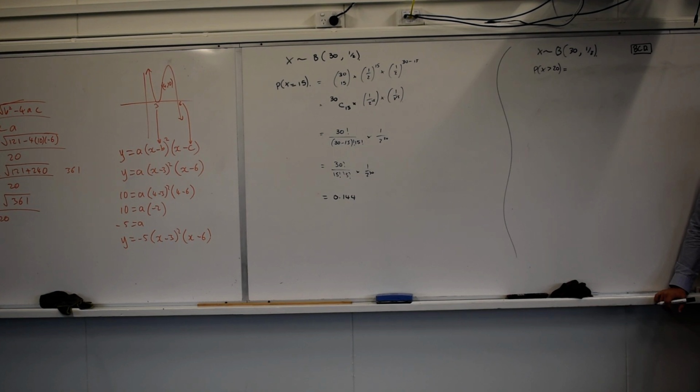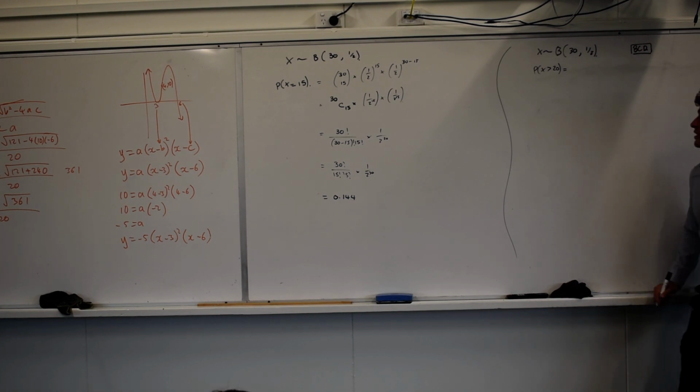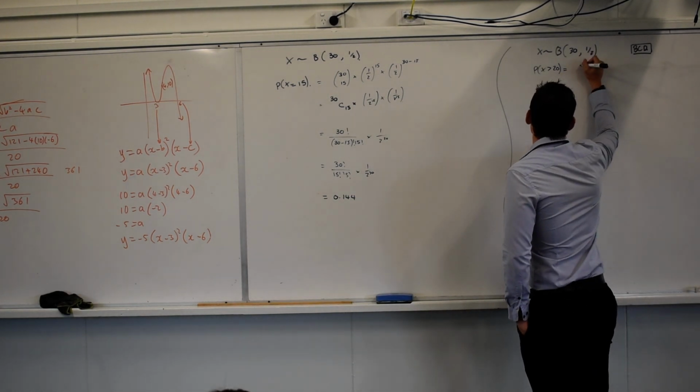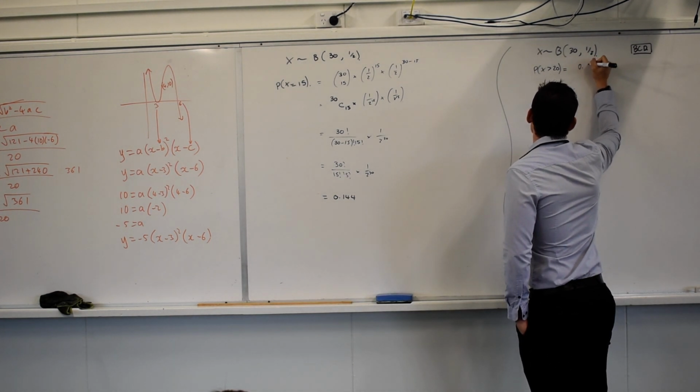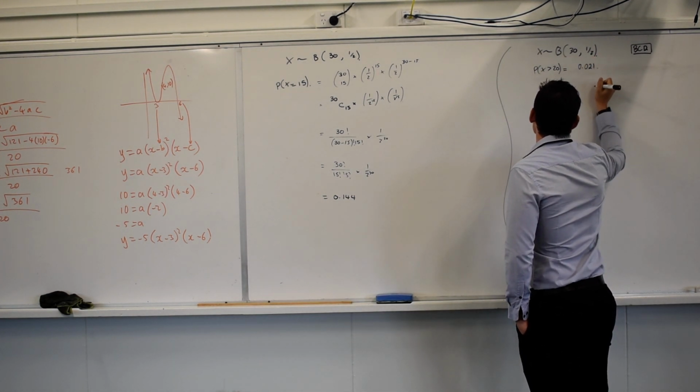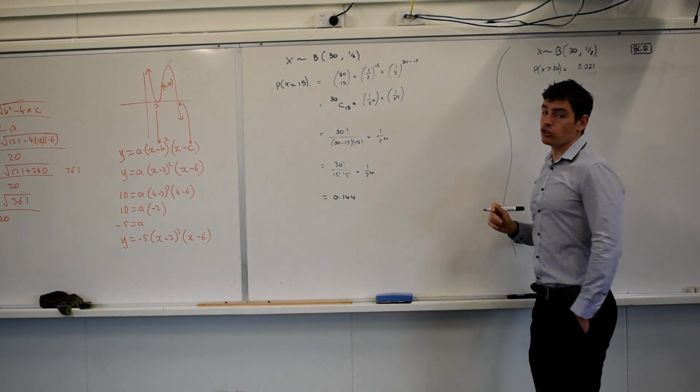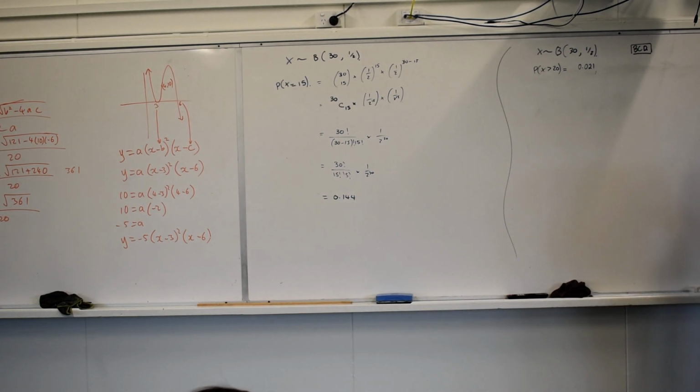What's our number of trials? 30. What's our probability? 0.5. What is our lower limit? 21. What is our upper limit? 30. Why is our lower limit 21, not 20? It's not equal to 20. Not including. Happy with that? So I want you to find that. What is that equal? Matt? 0.021.